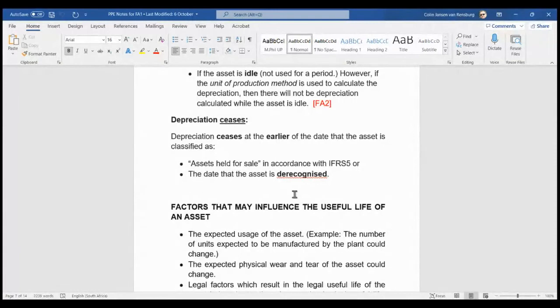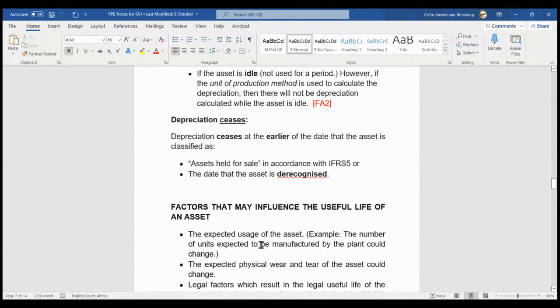And then the other possible date is when the asset is derecognized. Now, perhaps you can just make a little note there, ladies and gentlemen. I'm sorry I didn't type it in the notes here. I think I might have it in one of my other documents. When is an asset derecognized? There are basically two sets of circumstances when an asset is derecognized.